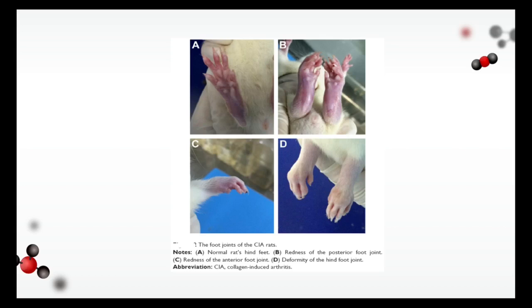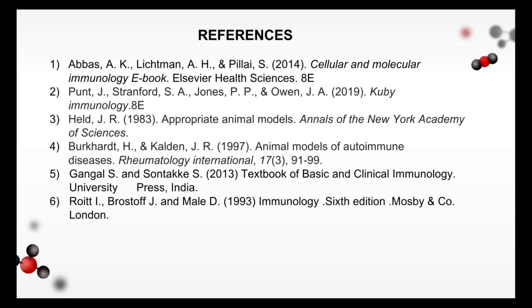In this slide, you can see the joints of a rat's legs. A shows normal legs of rat. In B, we can see the swelling and redness from the posterior angle. Whereas in C, we can see the same swelling and redness from the anterior angle. Whereas in D, total deformity of the joint can be seen. So to summarize everything, animal models play a major role in understanding the mechanisms and causative agents of various human autoimmune diseases. I am done with my presentation.